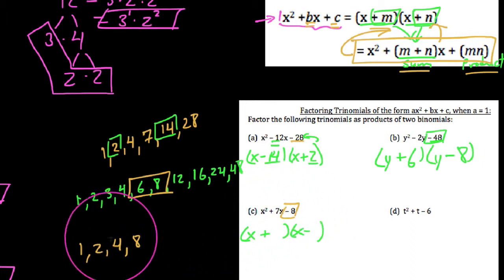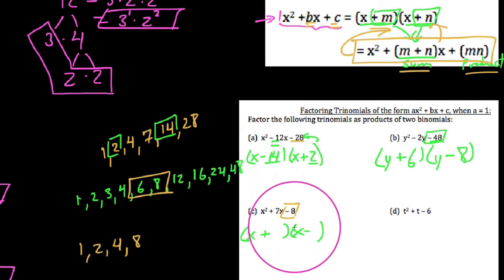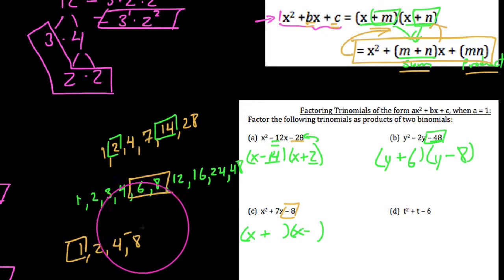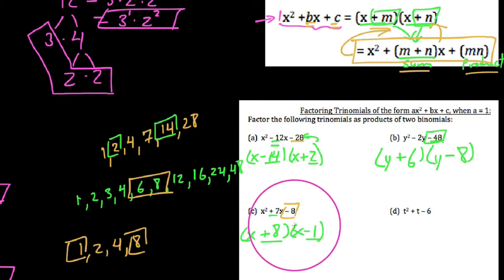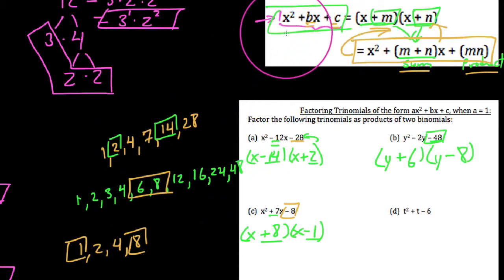Which two of these factors add up to be a positive 7? If they have opposite signs, they must be 7 apart from one another. So this 1 and this 8 are definitely that. It'd be a positive 8 and a negative 1, because that would add up to be a positive 7 in the middle, and they would multiply out to be a negative on the outside. So that's how you would factor trinomials of this form, x squared plus bx plus c, where the a value is 1.